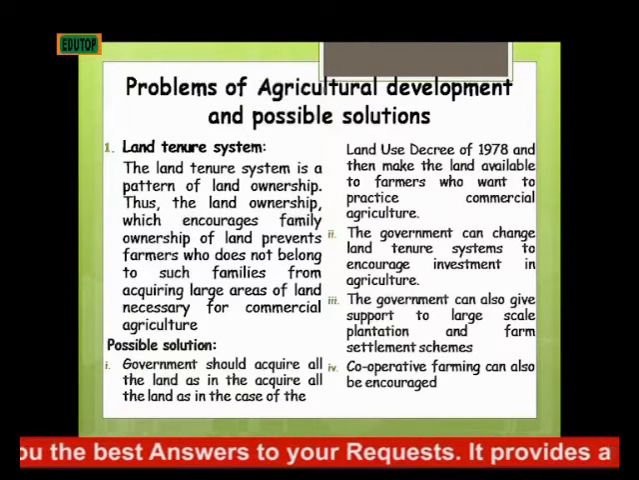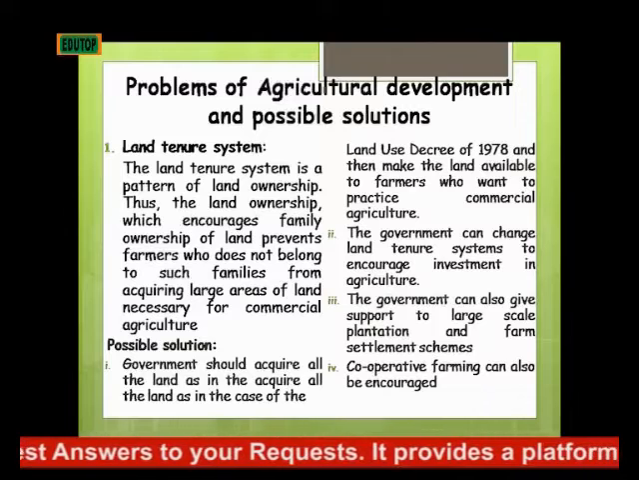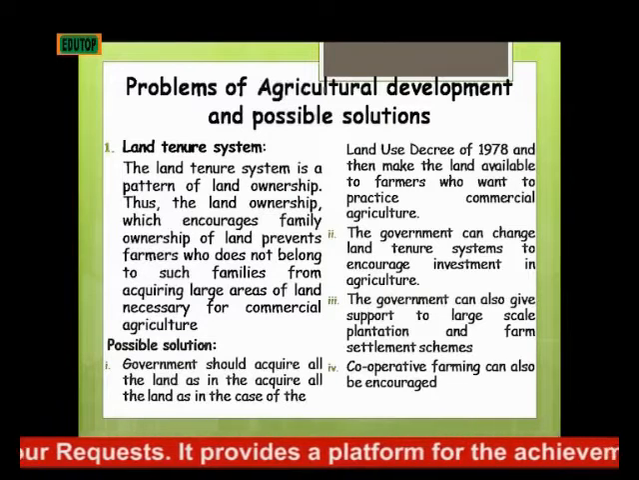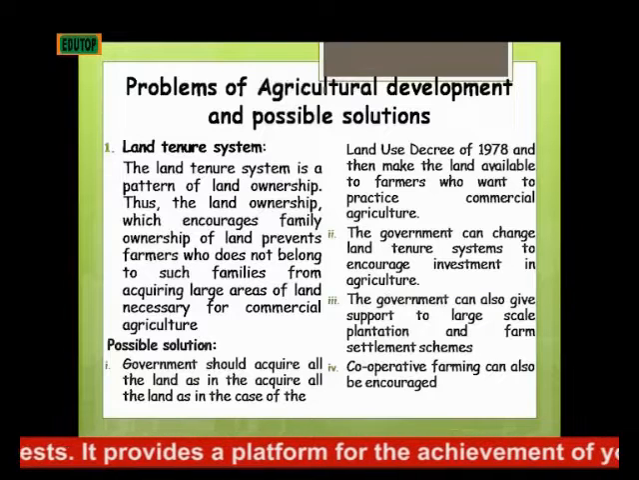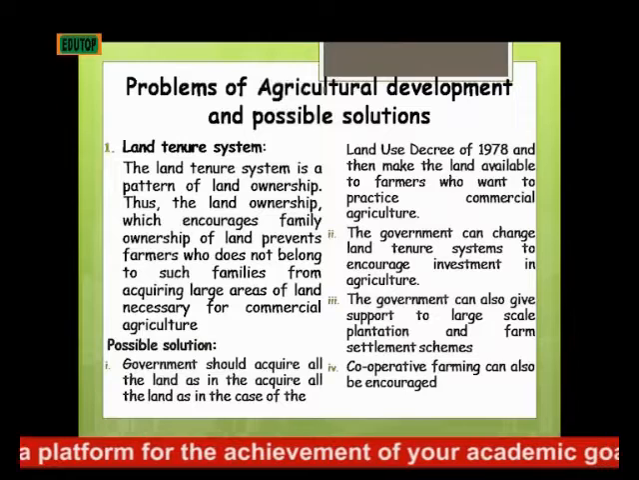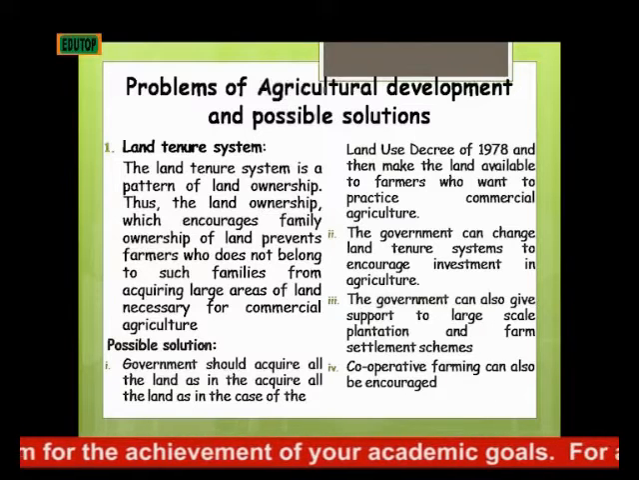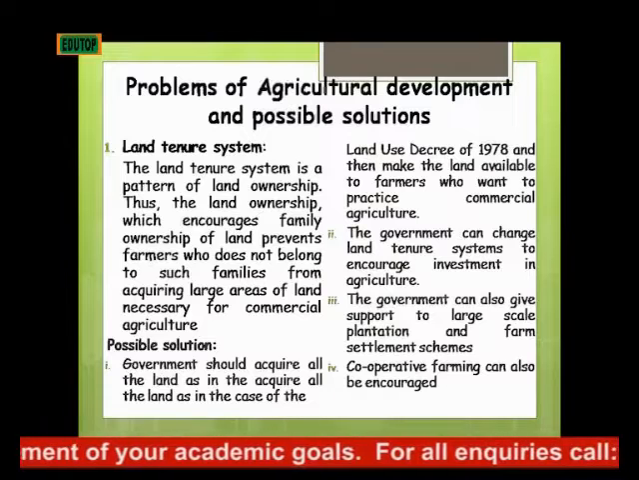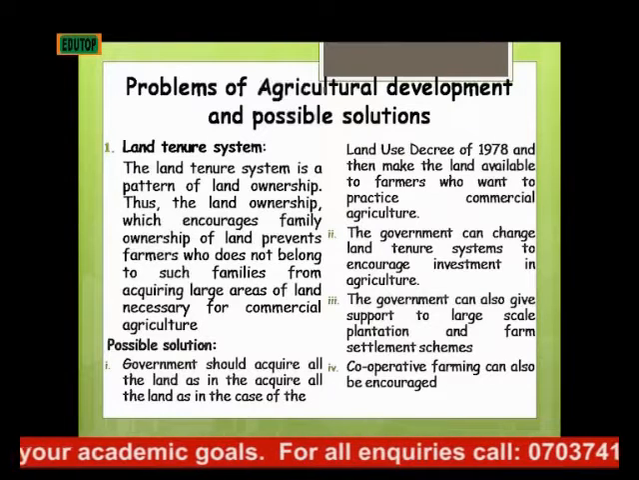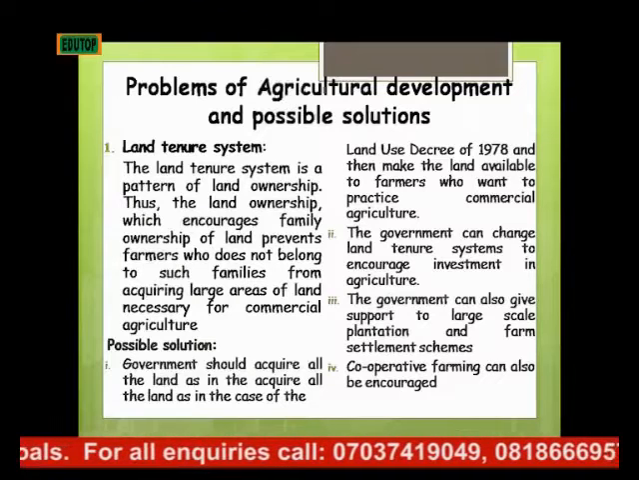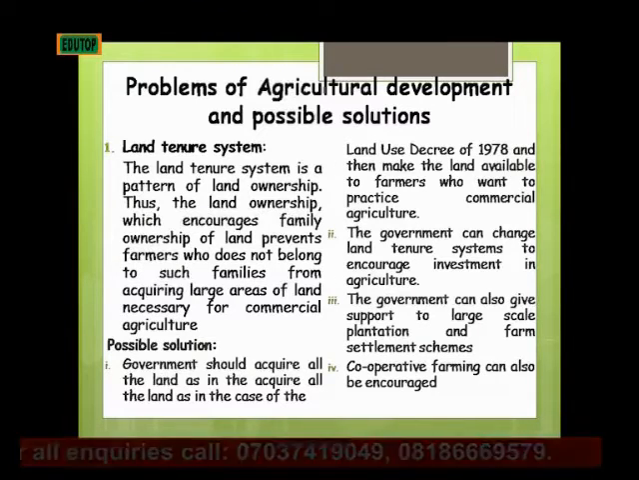Now, what are the possible solutions? Government should acquire all the land, as in a case where it's acquired the land. In the case of the Land Use Decree of 1978, government made a decree, the Land Use Decree, that makes land available to farmers who want to practice commercial agriculture.